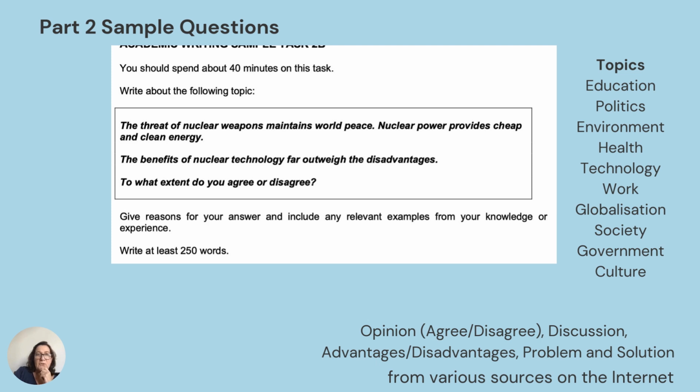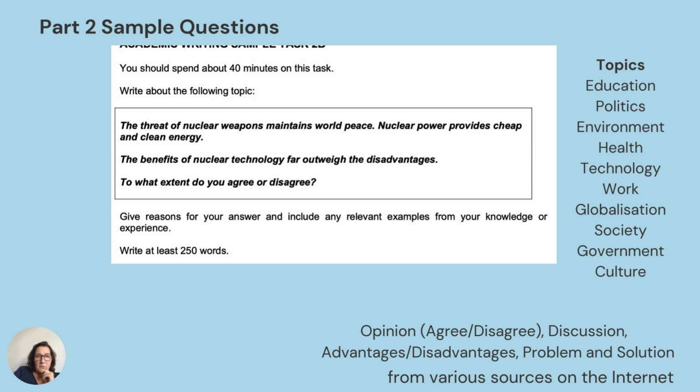Right, so in part 2, similarly, we do the exact same thing. We say, what is the statement? So here in part 2, we've got the threat of nuclear weapons maintains world peace. Nuclear power provides cheap and clean energy. That sounds good. The benefits of nuclear technology far outweigh the disadvantages. And now here's your question. To what extent do you agree or disagree? To what extent? So that means you can partly agree, partly disagree.